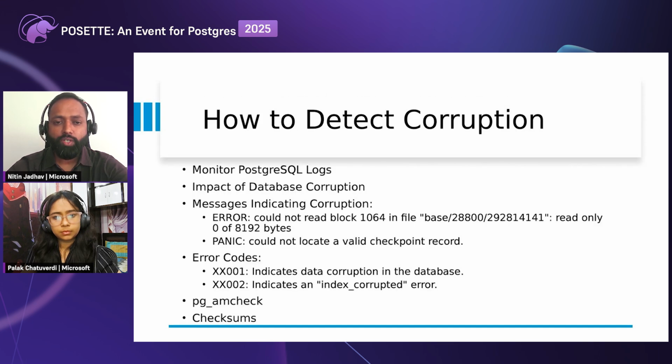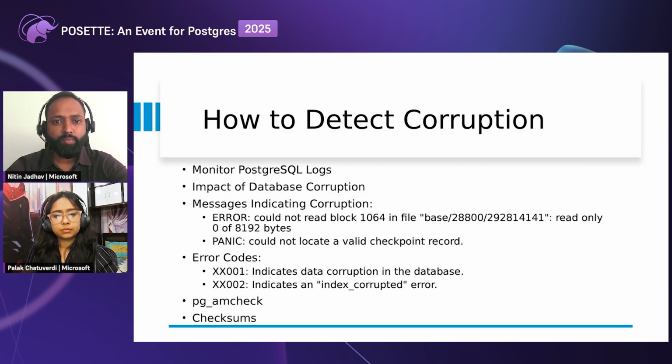Next, let's understand how to detect corruption. One way is to monitor the logs, keep an eye on the logs for unusual errors. Sometimes corruption can lead to crashes, incorrect results, or infinite loops. While analyzing these issues, we may end up identifying a corruption. There are messages like could not read block, could not locate a valid checkpoint, and some other messages also that indicate corruption. Also, if the error code is XX001 or XX002, that also indicates corruption.